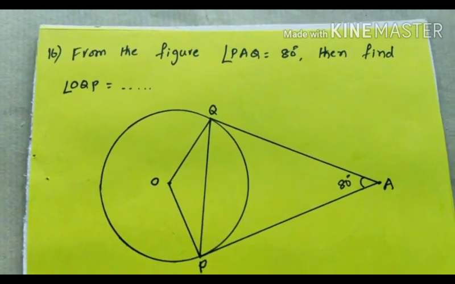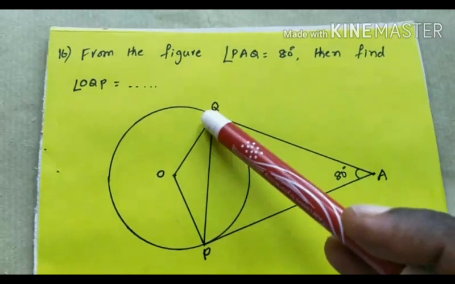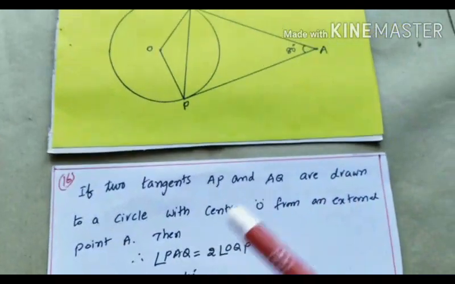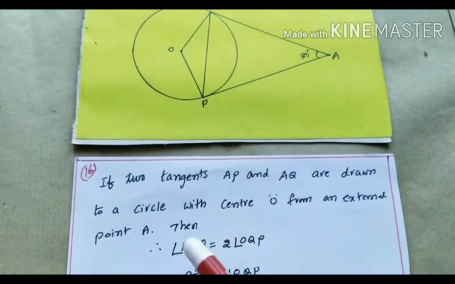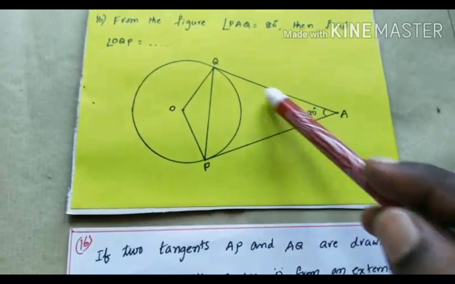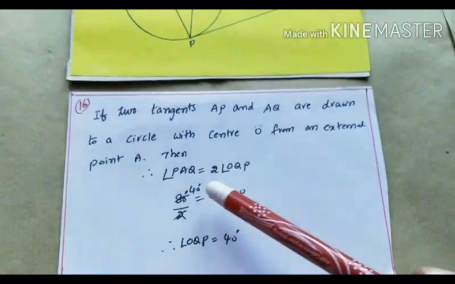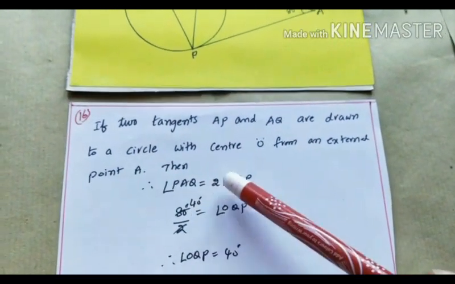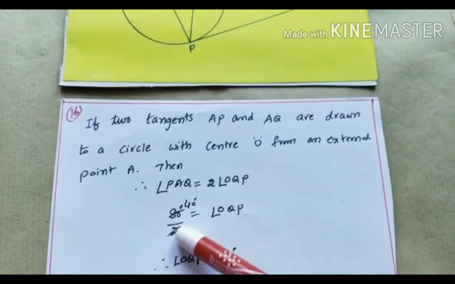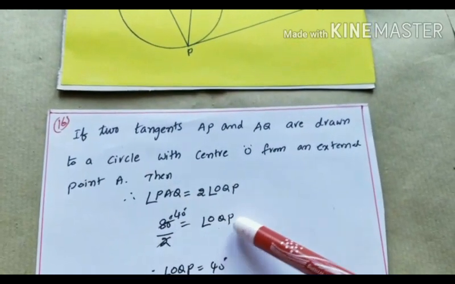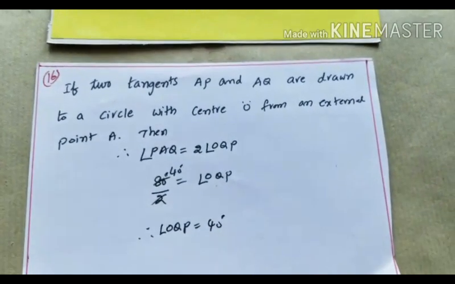16th question answer is, from the figure angle PAQ is 80 degrees, find the angle OQP, this angle. So we know the formula. If two tangents AP and AQ are drawn to a circle with center O from an external point A, then angle PAQ is equal to 2 times angle OQP. So angle PAQ means 80 degrees. Here 2 is transposed to the left side by 2. So 2 fours are 8, 2 ones are 2, that equals angle OQP. Therefore angle OQP is equal to 40 degrees.